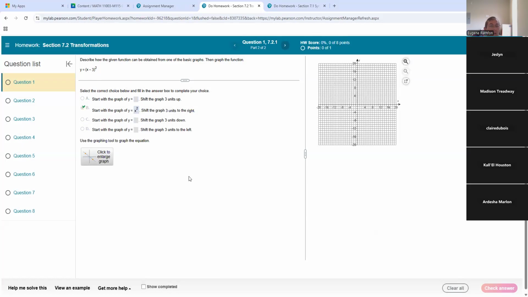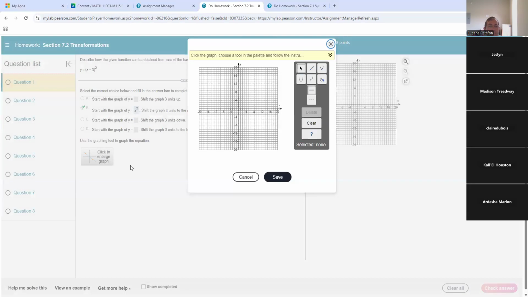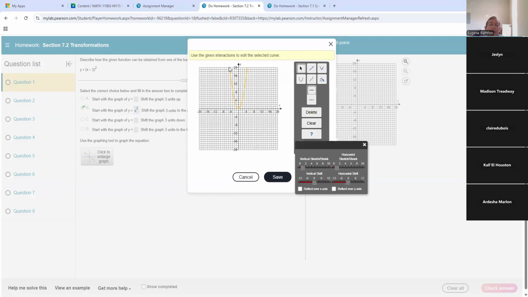Then it wants us to graph it. So you're going to click to enlarge graph. Now, that's why we give you the picture of the basic graphs, so you'll know which one of these tools to use. The x squared graph is going to be the U-shaped tool. So you're going to click that, and then you click anywhere on this graph. It doesn't matter where you click. It always puts the graph in the middle.